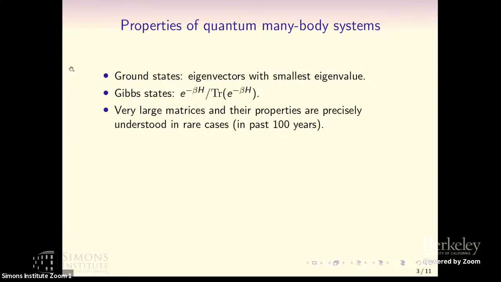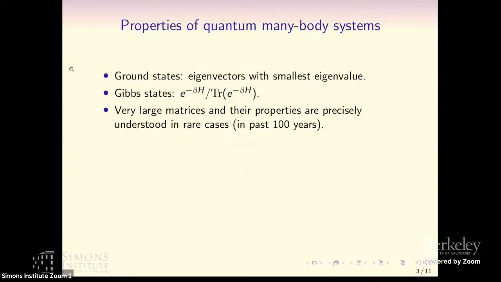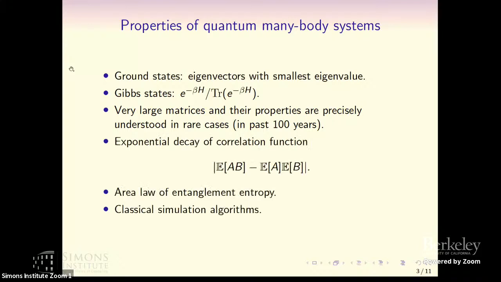But it turns out that these states are really large. So if there are n times L particles in this picture, then these states are very big matrices of 2^(nL) by 2^(nL) dimension. And understanding their properties is very, very hard. So in the past 100 years, I'd say, there have been rare cases where people have exactly identified what these states look like. Despite this complexity, it's quite remarkable that these states exhibit some general features.